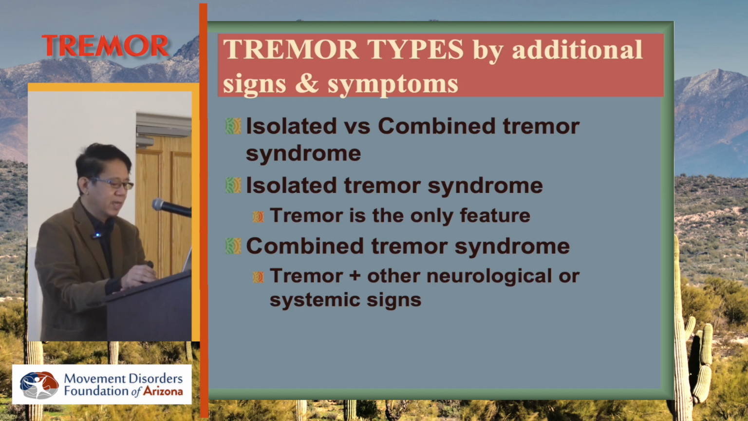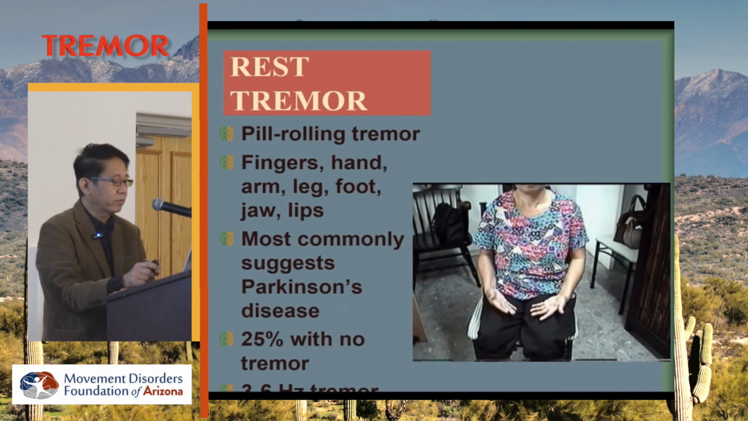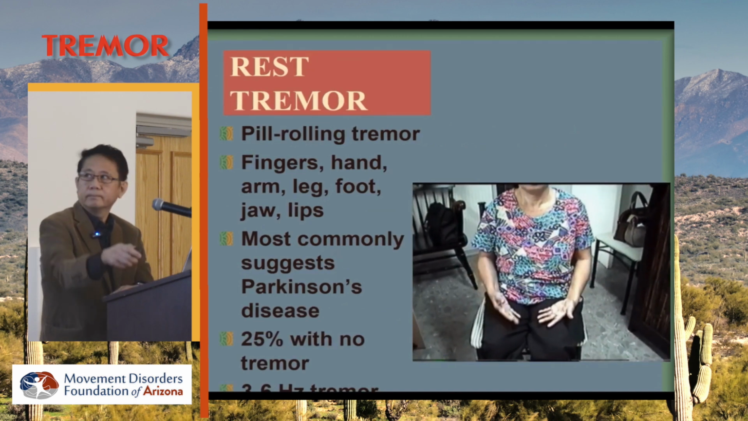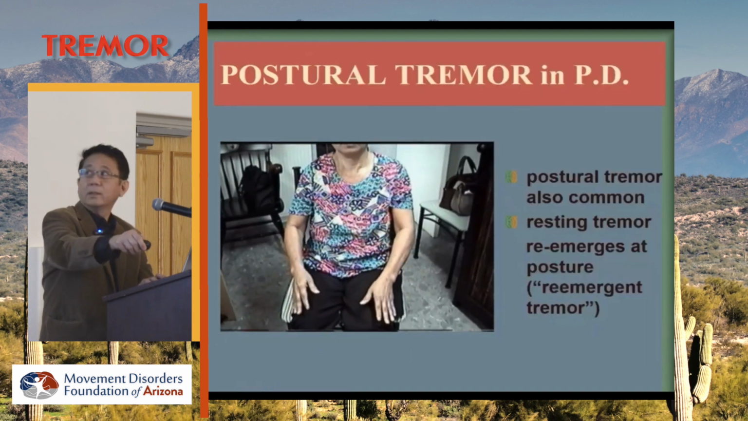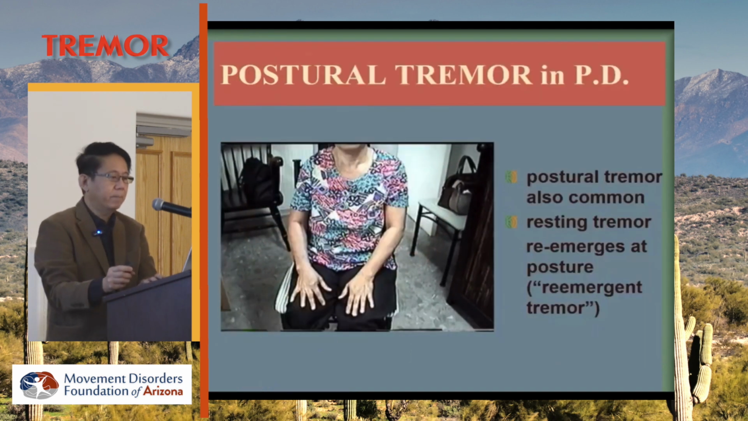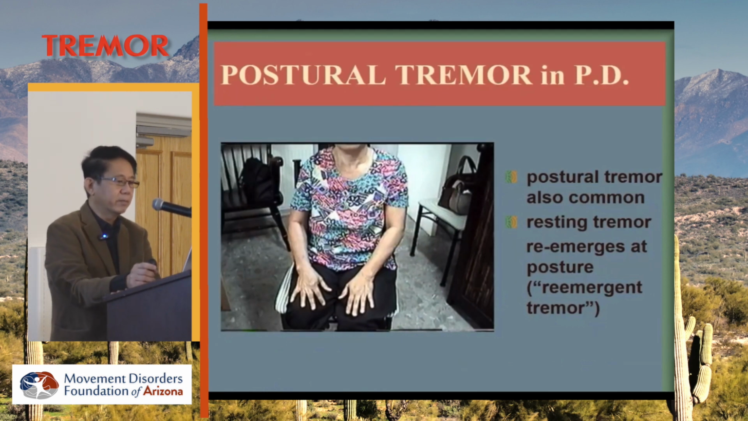Or I'd have to say that about 1/4 of patients with pathology-proven Parkinson's do not have a rest tremor. Okay, and then patients with the rest tremor in the setting of Parkinson's disease also develop what is called a re-emergent tremor.